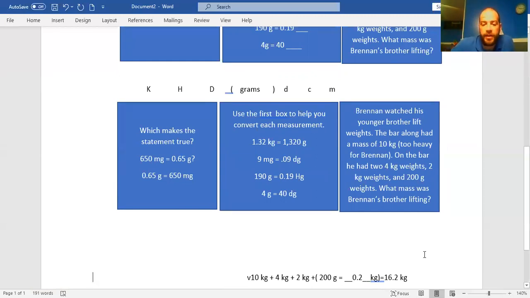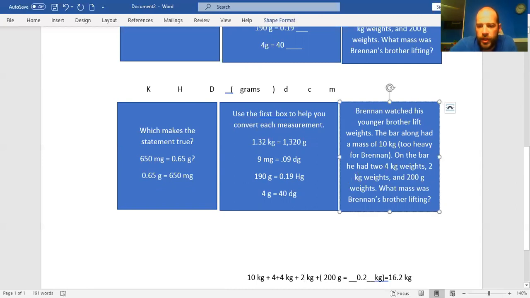Brennan watched his younger brother lift weights. Here we go down here. I did all the math down here. I don't know why there's a V there. 10 kilograms plus 4 kilograms plus 2 kilograms plus. So did he only have one 4? No. He had two 4s. So he had two 4-kilogram weights, and he had 2 kilogram weights. On mine, I probably meant to put 2 kilogram weights, but I didn't.